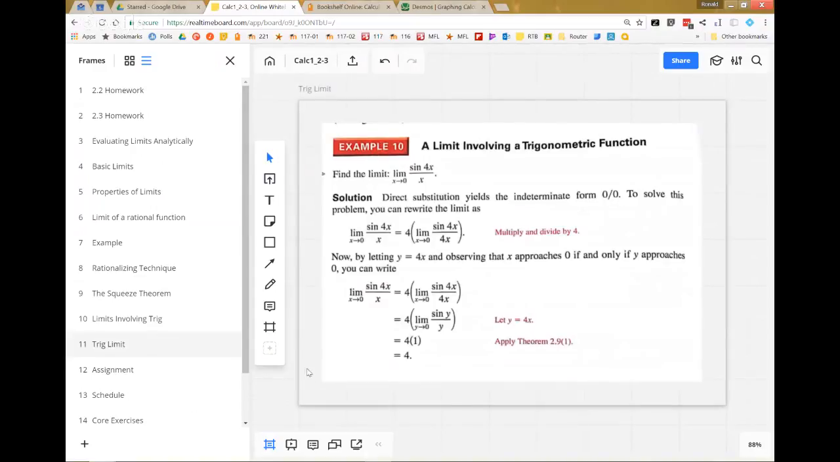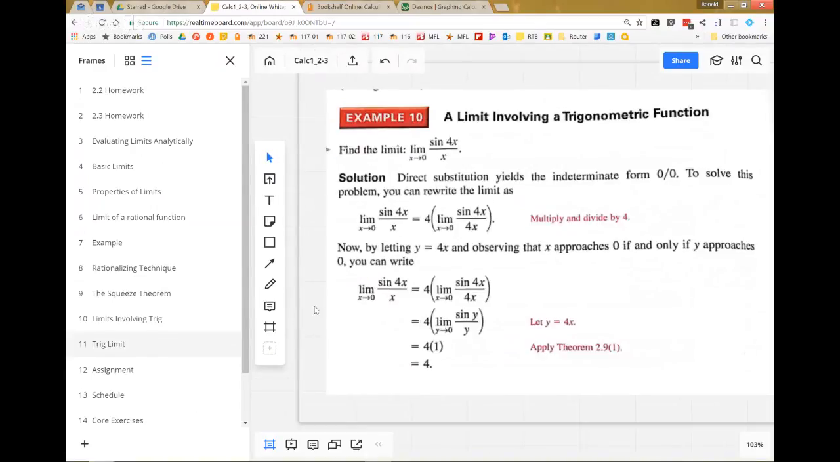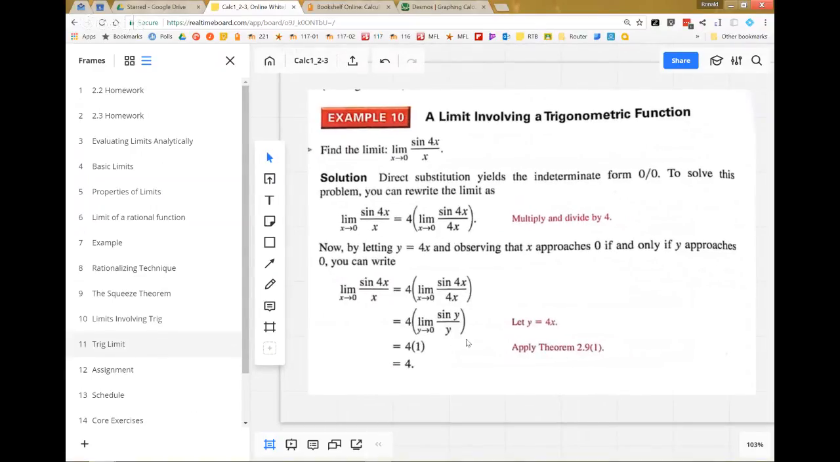So let's take a look at this one. Again, a little bit tricky. The sine of 4x over x. Well, the only one we know is the sine of x over x, the one I told you to memorize. And you can't substitute in a 0. So what in the world do I do?